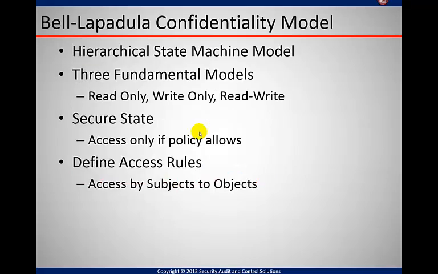And when I say to the guys, any model with an I in the name seems to me like being integrity, and if it's not an I in the name, it's confidentiality. For example, one of the two models you have to know is the Bell-LaPadula confidentiality model. This is a hierarchical state machine model with three fundamental modes, such as read-only, write-only, and read-write. It has a secure state. Only if the policy allows us, access will be allowed. And we define access rules whereby we can define access of subjects to objects.